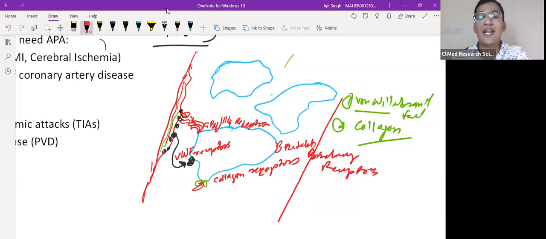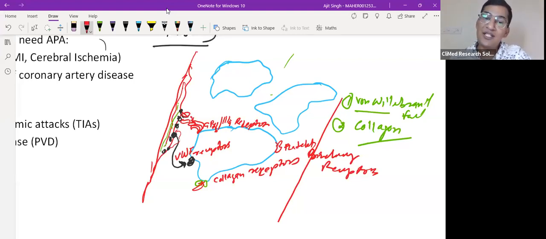So what happens when this platelet gets activated? These factors from the injured site will come and bind with this platelet, and they will attach this platelet, or this platelet will just go and attach to the injured site. This got activated and it is now attached with these factors and attached to this injured site.